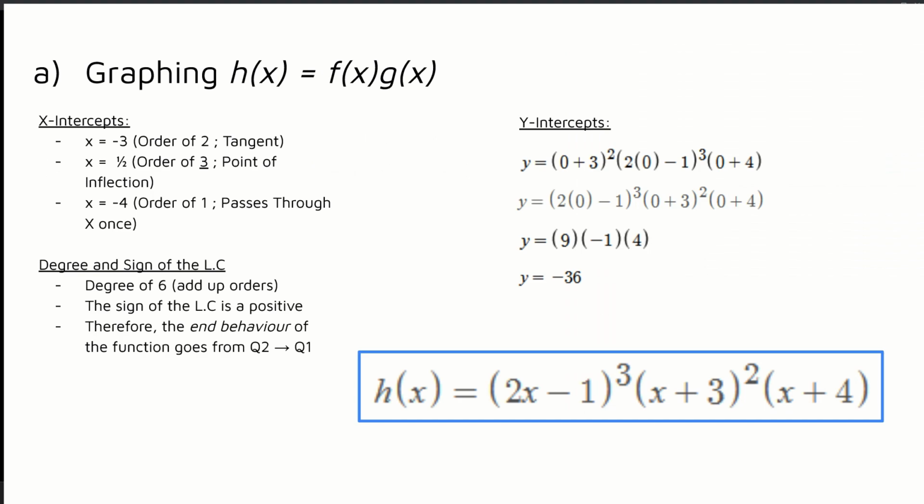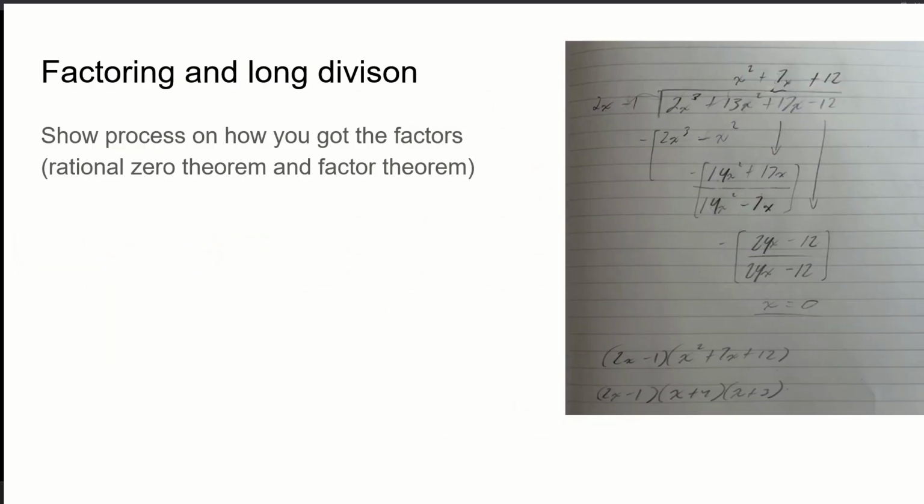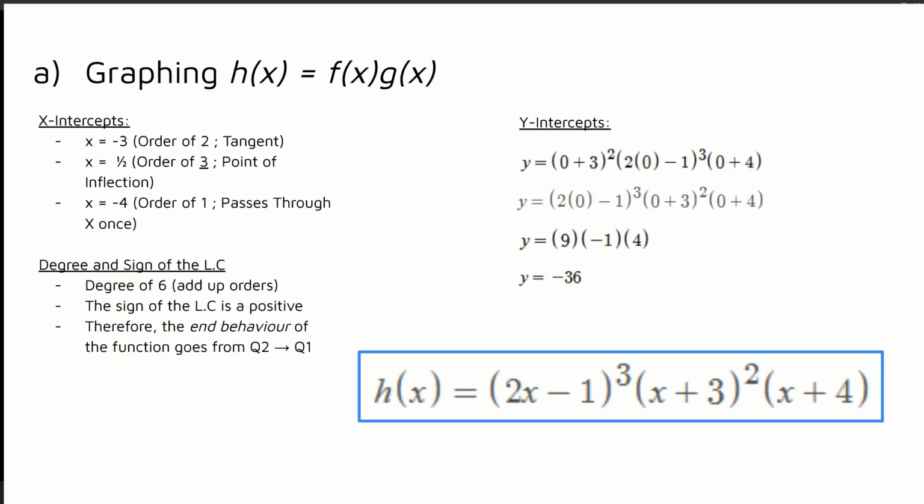So, graphing h of x equals f of x times g of x. It's shown right here. You multiply the two terms. At the bottom right, that blue box is h of x. h of x is in 3 brackets: 2x minus 1 to the power of 3, x plus 3 to the power of 2, and x plus 4 to the power of 1. So, if we want to graph this function, we have to figure out its characteristics.